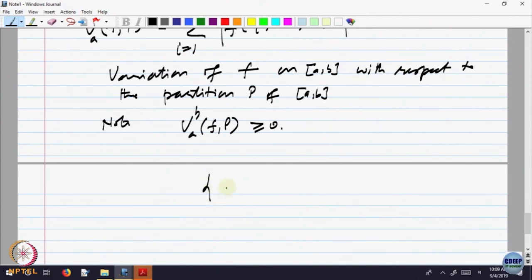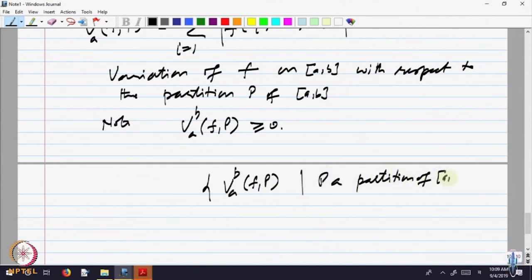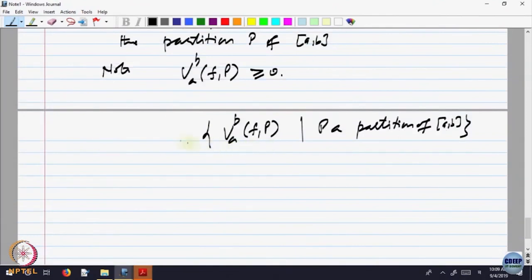So, if I look at the variation of f over P, a partition, if I look at these numbers, this is a subset of the real line, right? All are real numbers which are actually non-negative, but we do not know whether it is bounded above or not. It may be bounded above, it may not be. If it is bounded above, it will have a least upper bound, right. So, let us call it the supremum. Let us write V_a^b(f) to be the supremum of this.